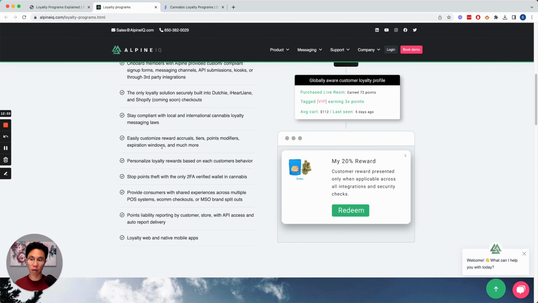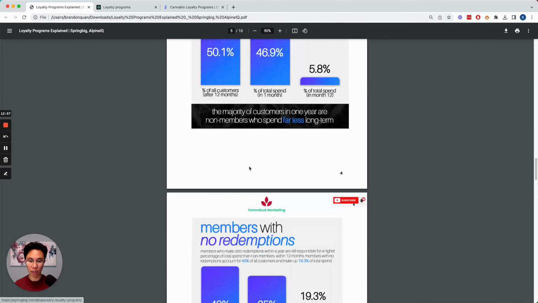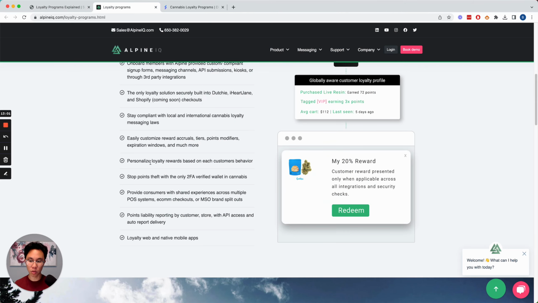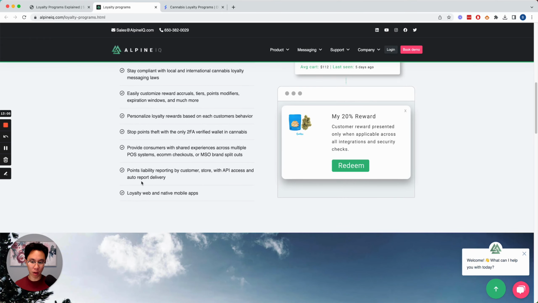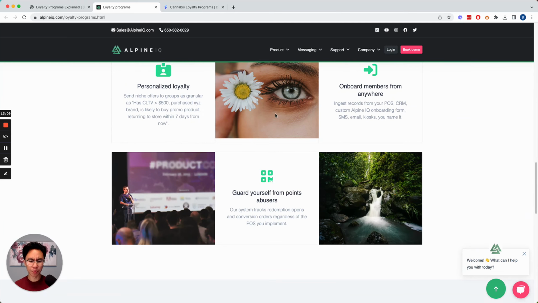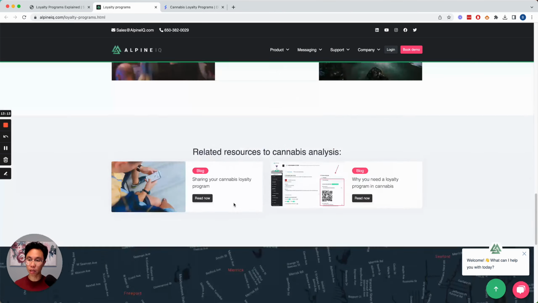So it looks like they have a lot of customization options. Like I said, the three main ones are the points, tiered, and cashback programs. So it looks like they have a lot of customizability between what they do here. And then reporting, and then they have the web and native mobile apps down here. Some case studies, some safety stuff, and yeah, that's about it.